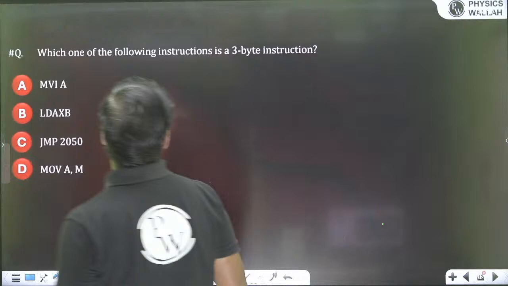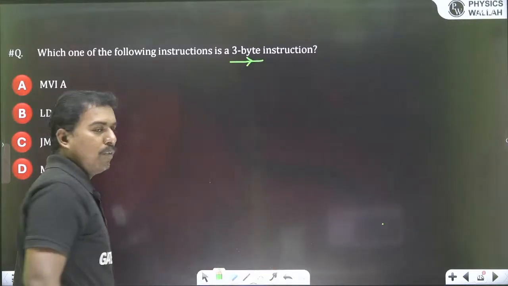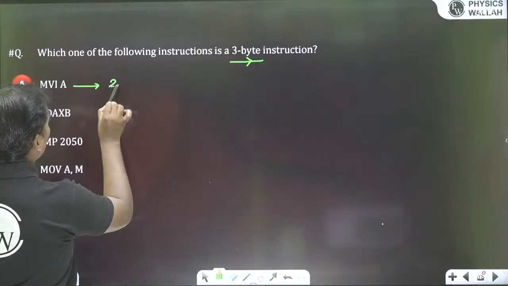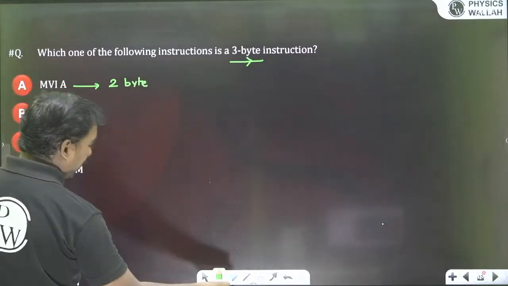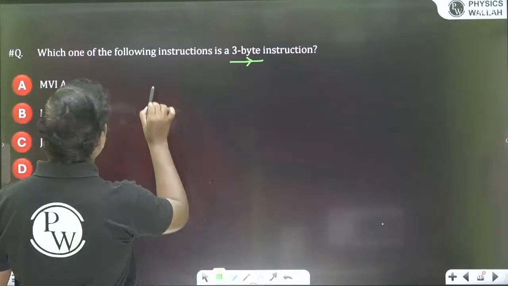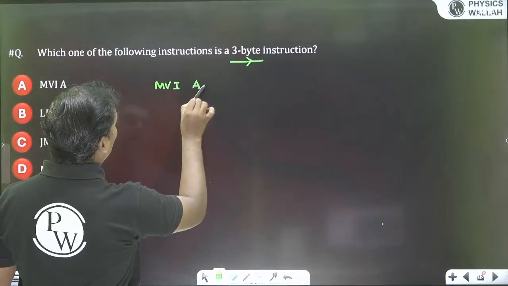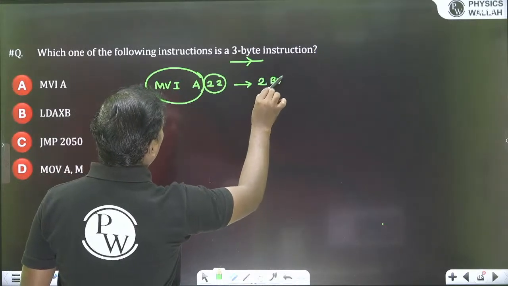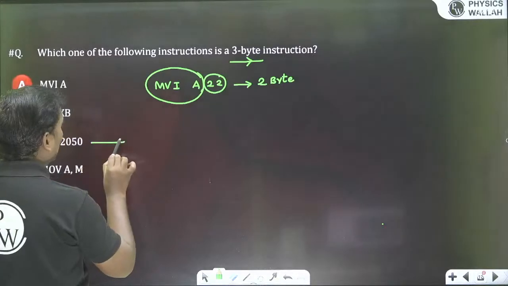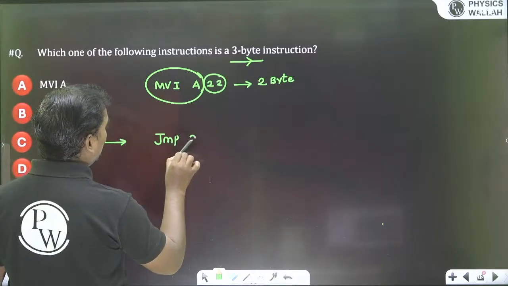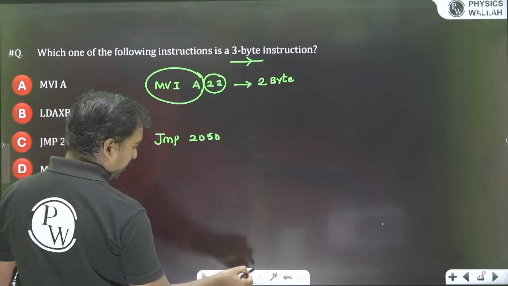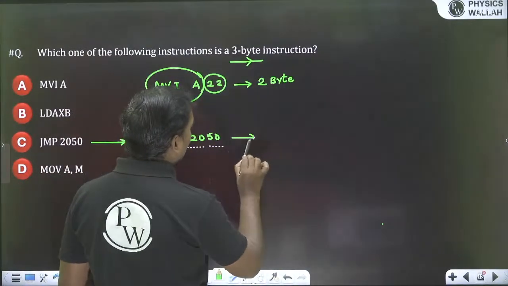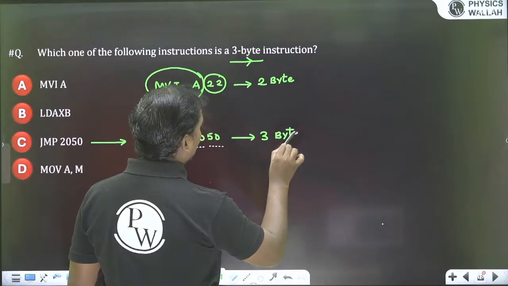Which one of the following is a 3-byte instruction? Suppose you say move immediate, this is a 2-byte instruction. Why? Because we can write it like this: MVI A, 22. This is the opcode, 1 byte, and this is the operand, 1 byte, so it becomes a 2-byte instruction. Next, JMP 2050. This is the opcode, and this is operand 1 and this is operand 2. So it is a 3-byte instruction.